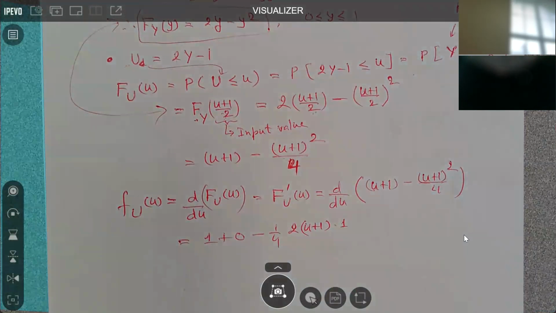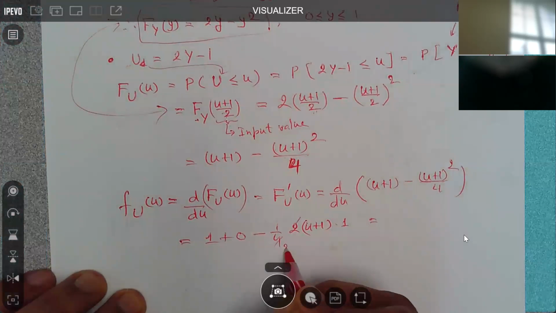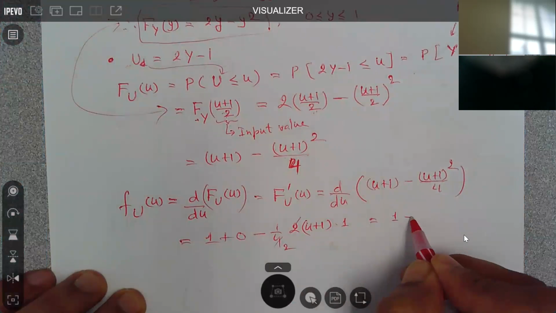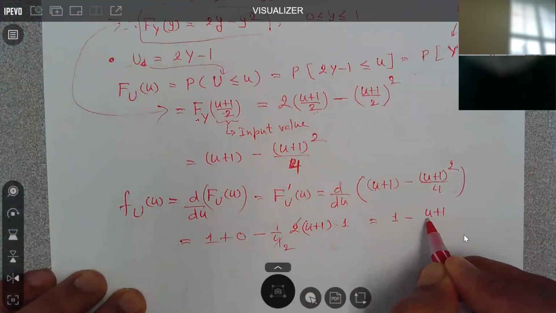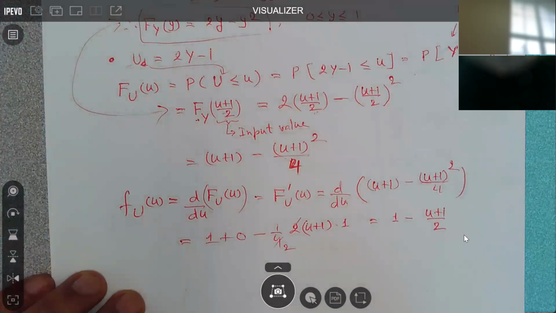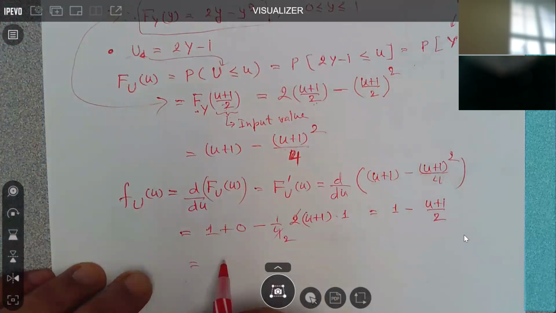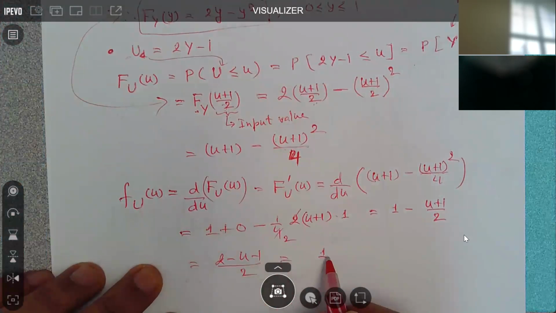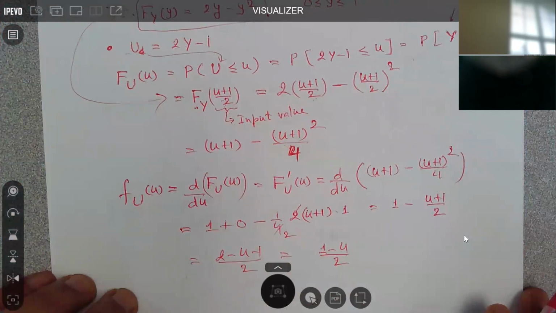So this 2 cancels, so it equals 1 minus (u plus 1) over 2. So this equals (2 minus u minus 1) over 2, so equals (1 minus u) over 2, right?